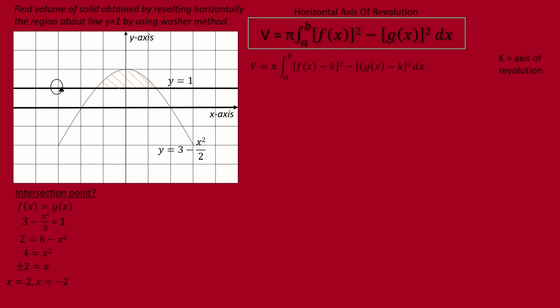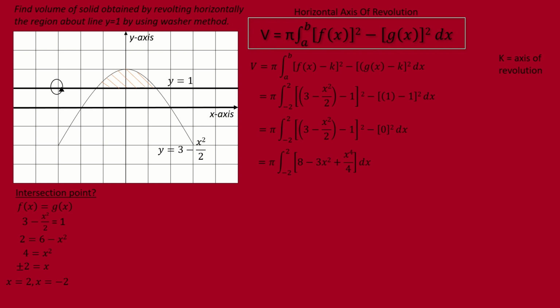Let's say the axis of revolution is above the shaded region. What do we do? Actually, in the equation, we just have to change or transform the equation in which k will minus f(x) and also g(x). Then we have to subtract both of these squared functions, in which the g(x) is actually 0. Thus, we only get 8 minus 3x squared plus x to the power of 4 over 4 dx.